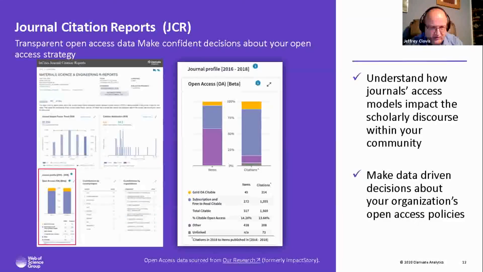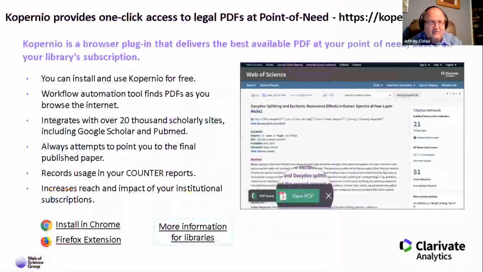Now, we just released the 2020 edition of the JCR, and just about a month ago, we added open access into the JCR so that you can tell the fully gold DOAJ and hybrid gold, so you can see the citable articles, and the citations to that journal from open access content as well. So you can make confident decisions about your open access strategy using JCR in the sciences and social sciences, of course.